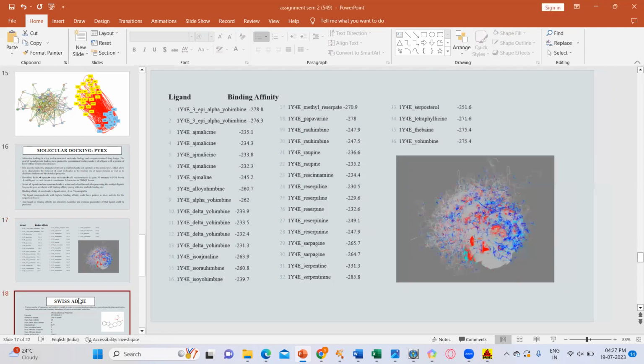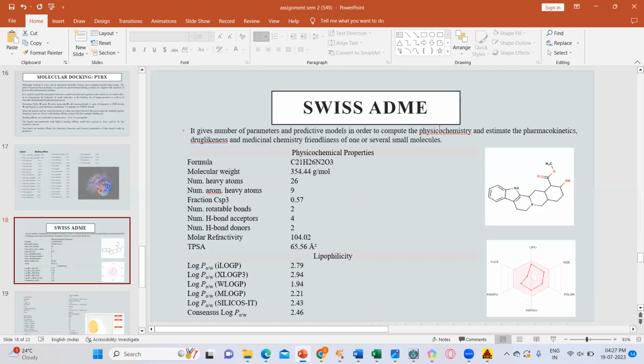The next step is SwissADME. SwissADME gives a number of parameters and predictive models in order to compute the physicochemical properties and estimate the pharmacokinetics, drug likeliness, and medicinal chemistry friendliness of one or several small molecules. So, the molecule of interest from PyRx is then added to SwissADME.